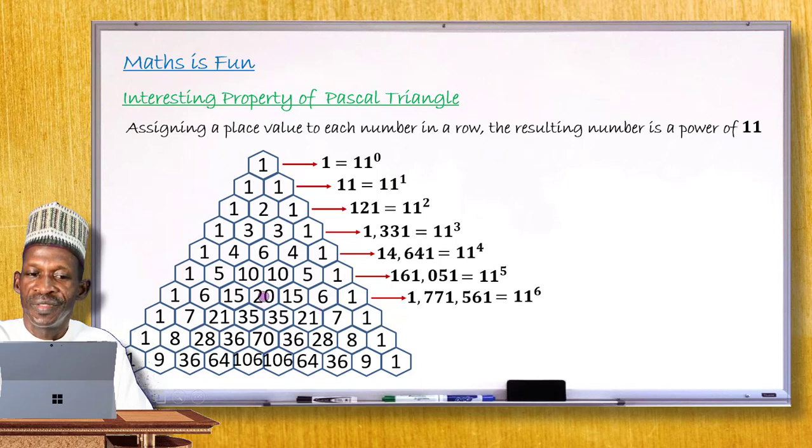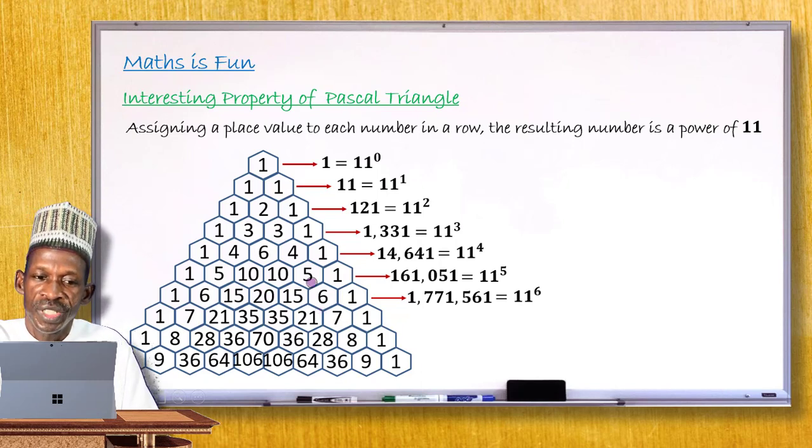This Pascal triangle is very, very interesting. We are going to take another property of this Pascal triangle in our next lesson. Thank you for your attention.